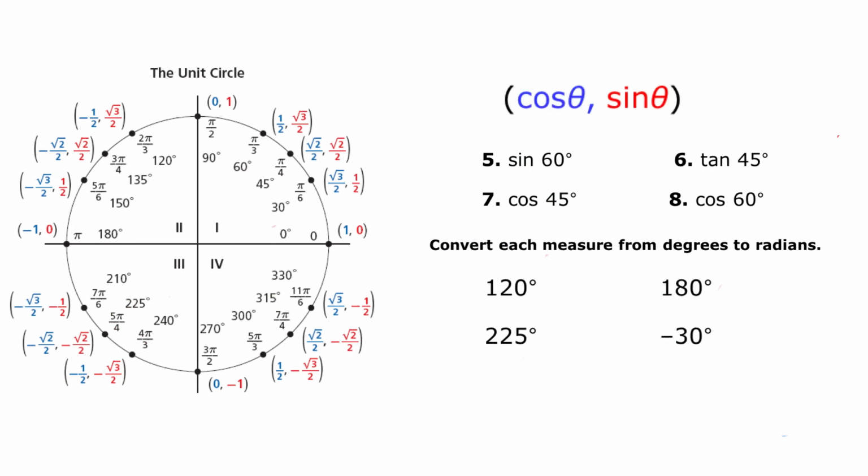So what we're going to do here is just a little repetition. It's really the same concept. So when I say sine of 60, essentially what I'm asking you is, what is the y value at 60 degrees? Well, here's 60 degrees. Our y value is going to be the square root of 3 over 2.